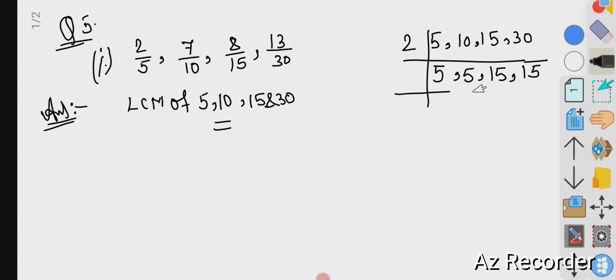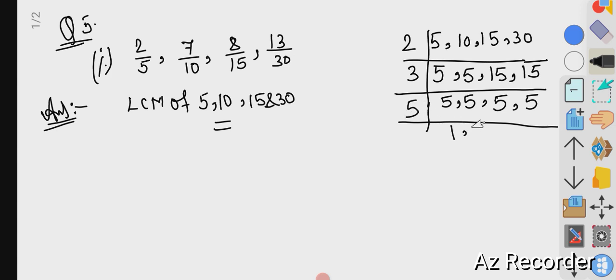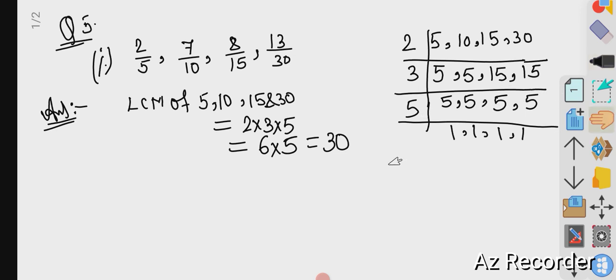Now with which number will we divide? We will divide with 3. 5 and 5 will not be divided, so we have written exactly the same. Now 15 will be divided by 3, 5 times, and here also 5 times. Okay, lastly we will divide by 5, so we get 1, 1 and 1. Clear? So the LCM comes out to be 2 multiply 3 multiply 5. That means 2 multiply 3 is 6, 6 multiply 5 is 30. LCM comes out to be 30. This is clear? Now moving forward.